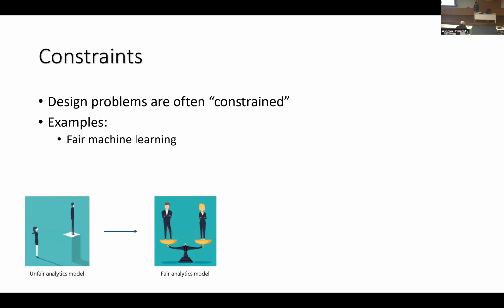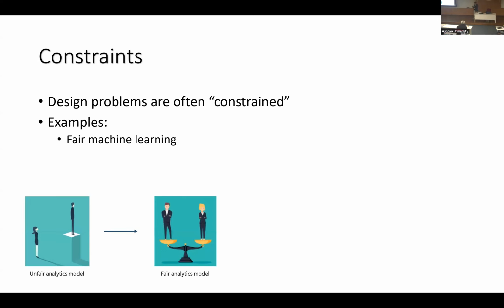Have people heard about fair machine learning? Fair machine learning is all about removing the bias from machine learning. If you pose machine learning as an optimization problem, then you can pose fair machine learning as a constrained optimization problem. The constraint being that it is not biased.